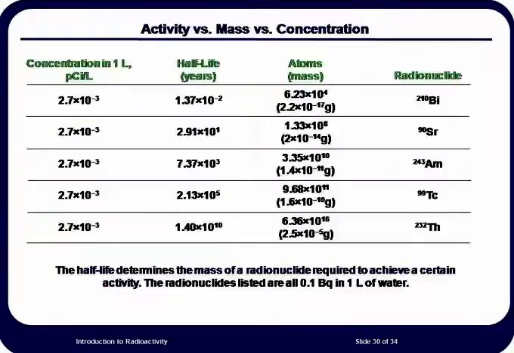The table shown here identifies the relationship between activity and mass of material. The relationship to take particular note of is that between half-life and mass for the same activity concentration. All of the radionuclides shown here have concentrations in water of 0.1 becquerels per liter. Now compare the half-life in years column with the atoms mass column. The atoms mass column represents the total atoms or mass of the radionuclide in the entire 1 liter of water. As the half-life increases, so does the mass present.